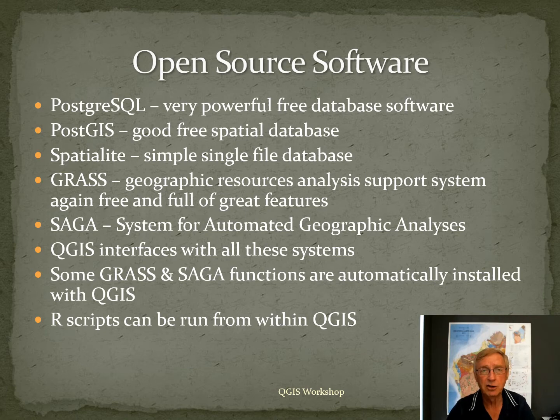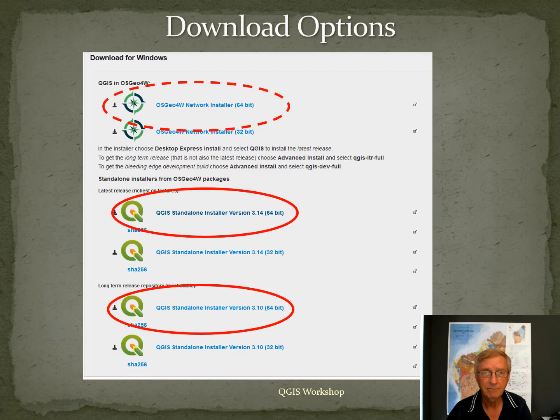GRASS, that stands for Geographic Resource Analysis Support System, is a fully featured standalone GIS analysis program, as is SAGA, System for Automatic Geographic Analysis. This is also an amazing piece of software, again, both free and open source. And many of the GRASS and SAGA algorithms are already integrated into QGIS. You can also run R scripts if you use R in your day-to-day work. They can be run from within QGIS.